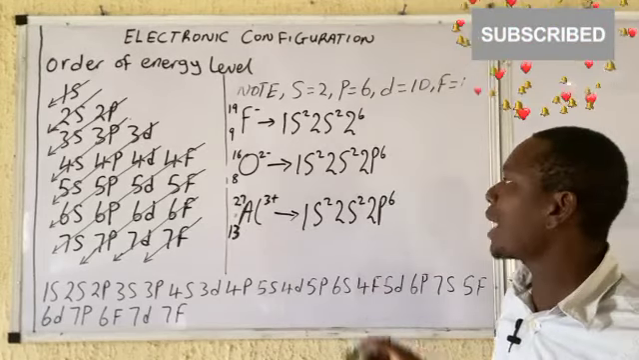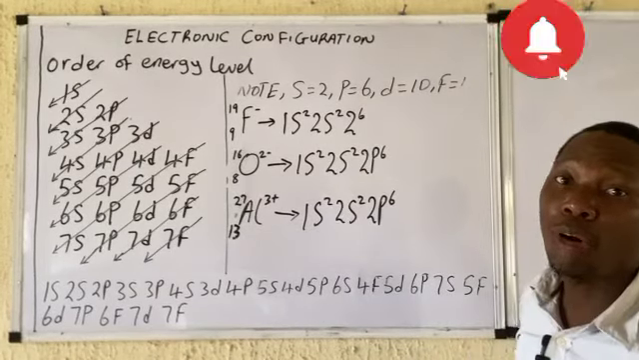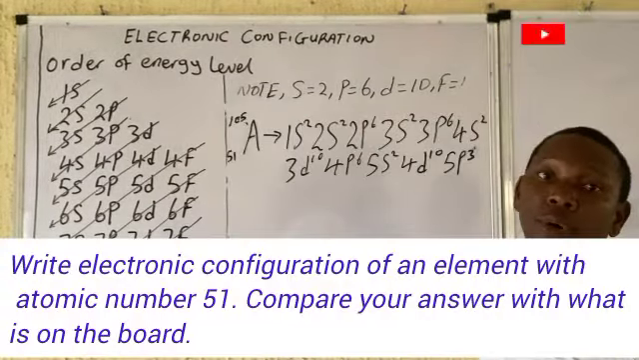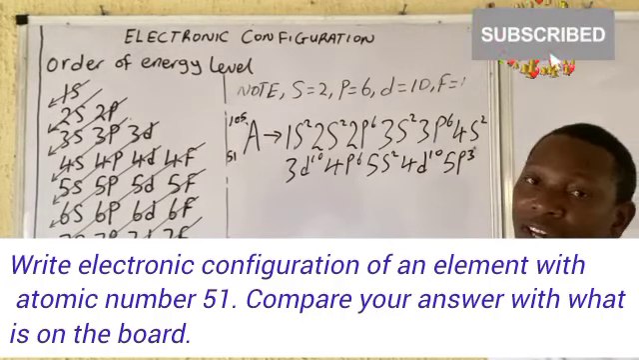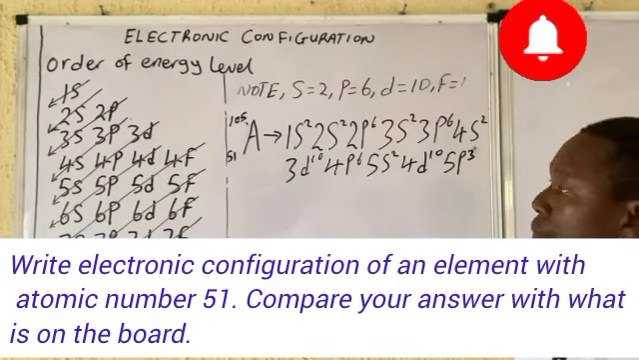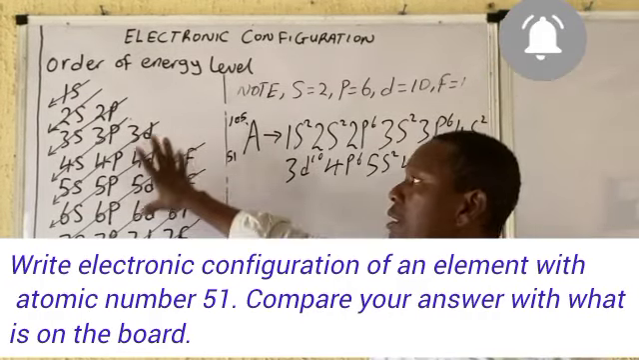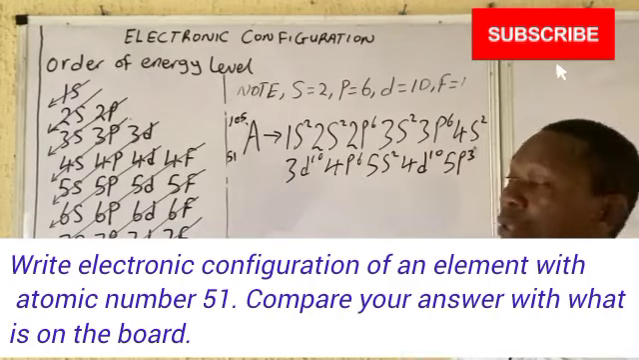You can decide to write the electronic configuration of any element or any atom, provided you have the right number of electrons. Please note that you must understand this concept in order to be able to get this.